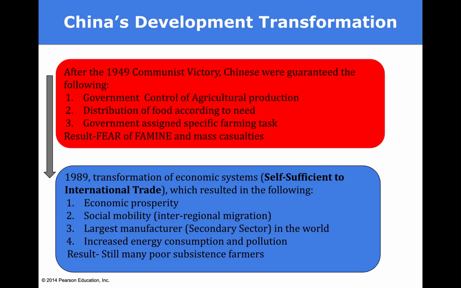However, they have a very low IHDI score. So there's great inequality between people living in rural areas and urban areas because there are still the poor subsistence farmers that make up the majority of the population in China currently.